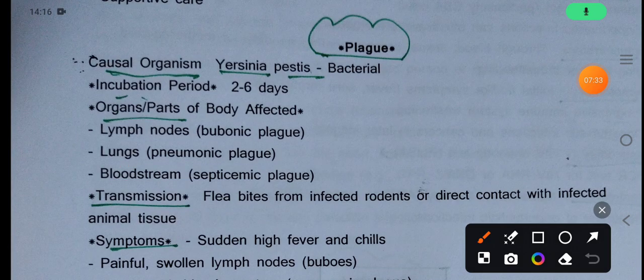Next is plague. Plague is caused by Yersinia pestis, and its incubation period is 2 to 6 days. Lymph nodes, lungs, and bloodstream can be affected, and on the basis of that there are types of plague like bubonic plague, pneumonic plague, and septicemic plague. Transmission occurs through flea bites from infected rodents or direct contact with infected animal tissue.